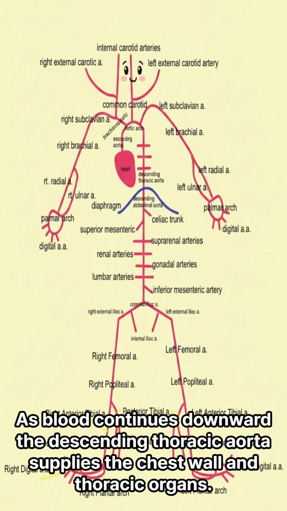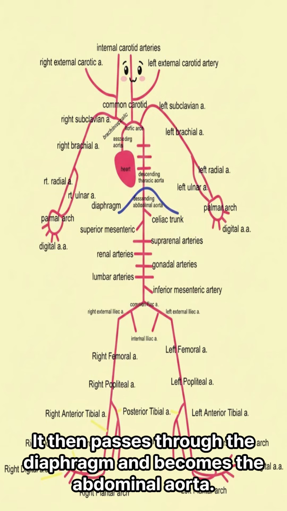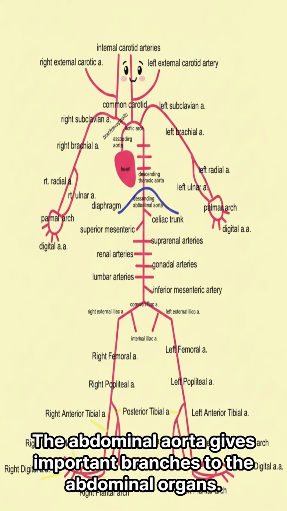As blood continues downward, the descending thoracic aorta supplies the chest wall and thoracic organs. It then passes through the diaphragm and becomes the abdominal aorta. The abdominal aorta gives important branches to the abdominal organs.